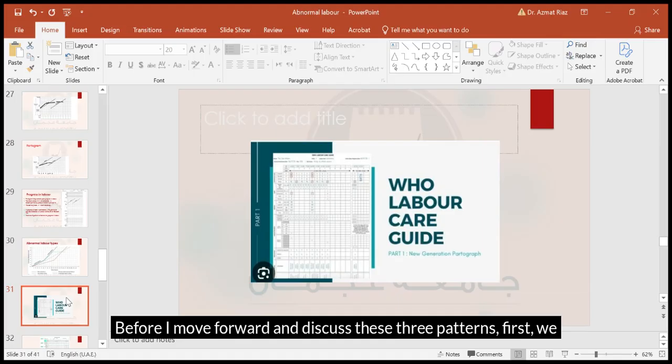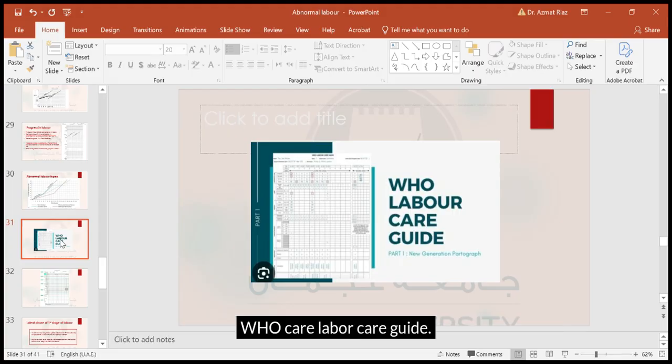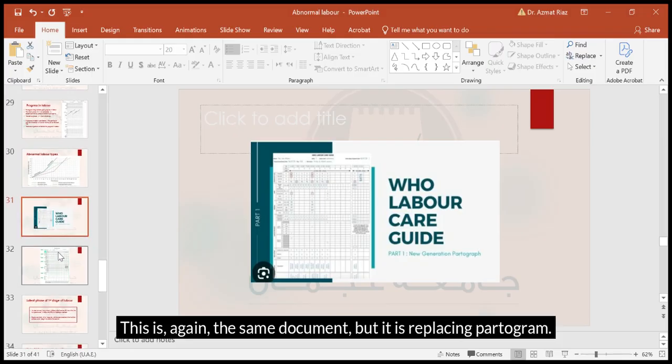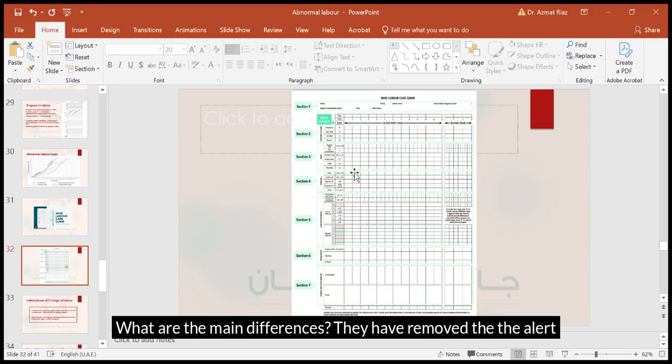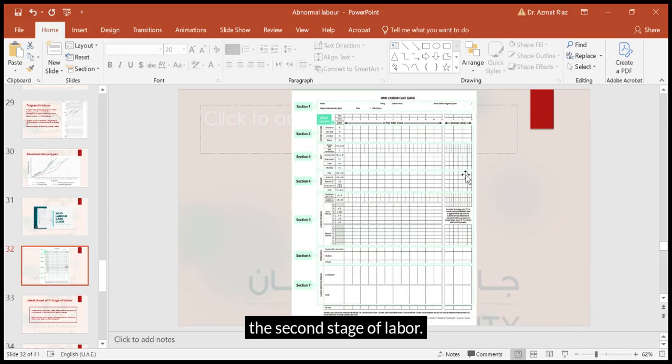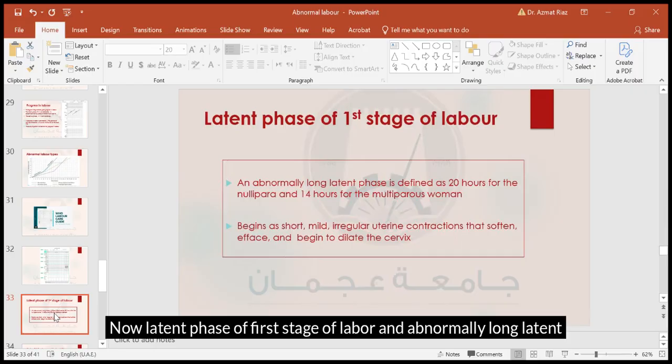Before I move forward and discuss these three patterns, first you need to know that the partogram is now being replaced by the WHO Labor Care Guide. This is again the same kind of document, but it is replacing the partogram. Still, in most hospitals, it's the partogram that is being used and not the Labor Care Guide. What are the main differences? They have removed the alert and action lines, and they have also added plotting during the second stage of labor. These are the main differences.